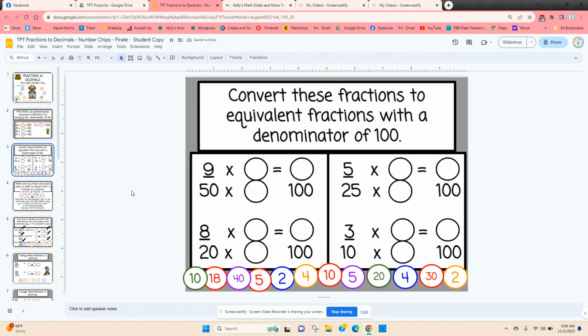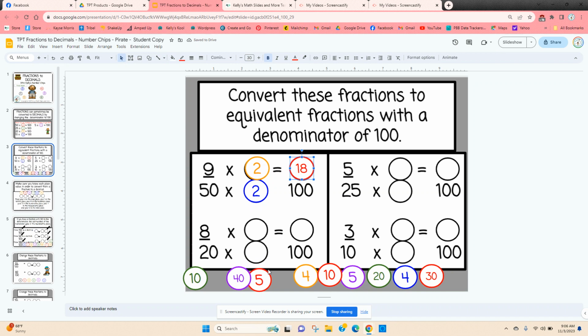Now, the next slide has students just converting these fractions to equivalent fractions with 100 in the denominator. So, to be an equivalent fraction, they have to multiply the numerator and denominator by the same number. So here we know we have to multiply 50 times 2 to get 100. So that means we have to also multiply 9 times 2. And that gives us an equivalent fraction of 18/100.